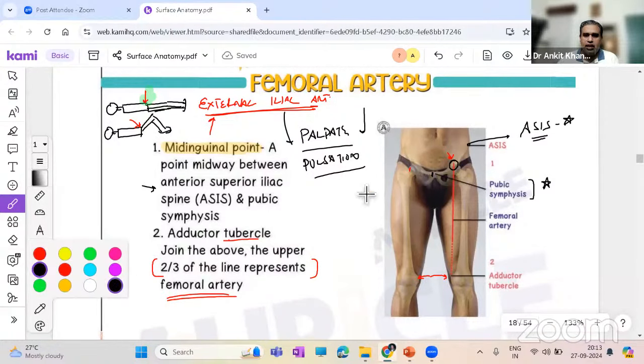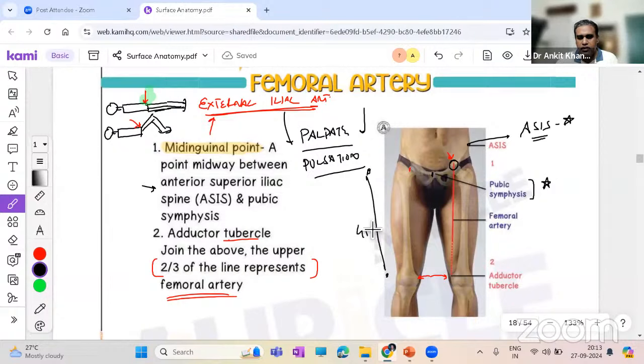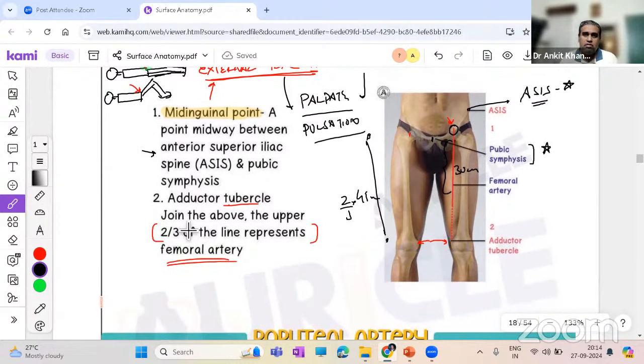Suppose this entire length, from this to this, is around 45 centimeters. So 2/3 of 45 is how much? It is around 30 centimeters. So 30 centimeters from this point will tell you the location of the femoral artery. Now, okay, fine, we know roughly where the femoral artery lies. So can you tell its clinical relevance, the applied importance, which we will see in our practical life, or which can come in the questions?